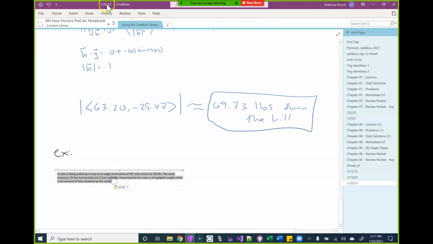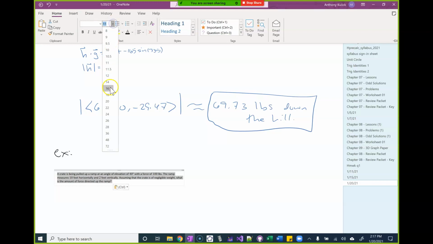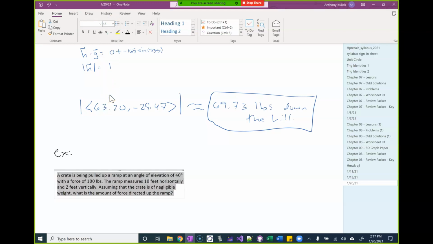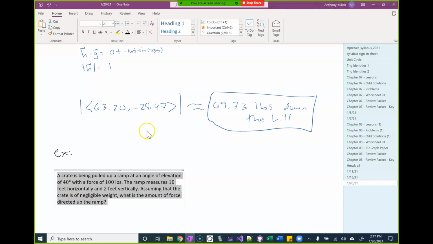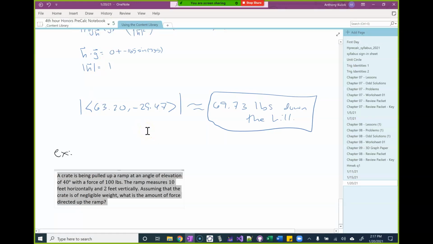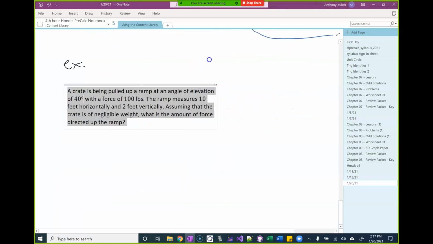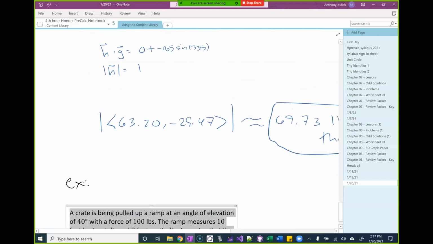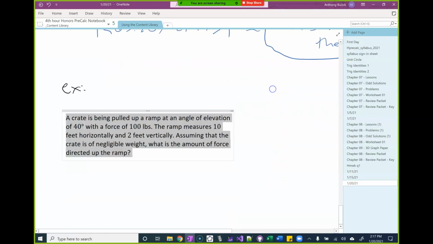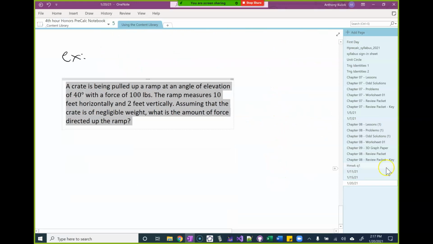All right. So we have a crate being pulled up a ramp at an angle of elevation of 40 degrees with a force of 100 pounds. The ramp measures 10 feet horizontally and 2 feet vertically. Assume the crate is of negligible weight. What is the amount of force directed up the ramp?